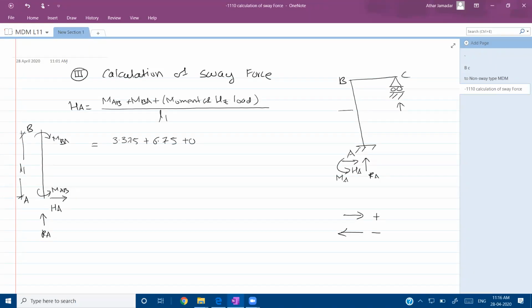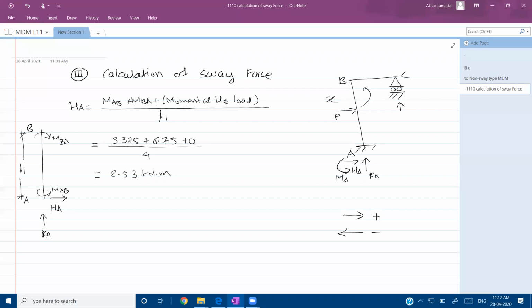Suppose in case some force like this is acting, say P at a distance of x, then the moment of the horizontal load about B will act in the anti-clockwise direction, with clockwise positive and anti-clockwise negative. So here we will add this moment of horizontal load as minus P into x. Why minus? Because it is acting in the anti-clockwise direction, divided by the length of the column, which is 4 meters. So this comes out to be 2.53 kilonewton meter. So this Ha will be 2.53.